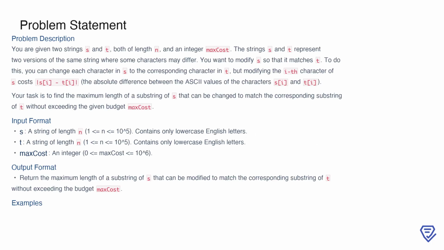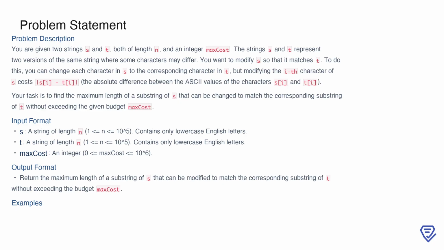In this problem, you are given two strings, s and t, which are of the same length, and an integer max cost. The task is to determine the maximum length of a substring of s that can be converted to match a corresponding substring of t while keeping the total conversion cost within the given max cost. The conversion cost for each character is calculated as the absolute difference between their ASCII values. If no valid substring exists that meets these criteria, the output should be 0.